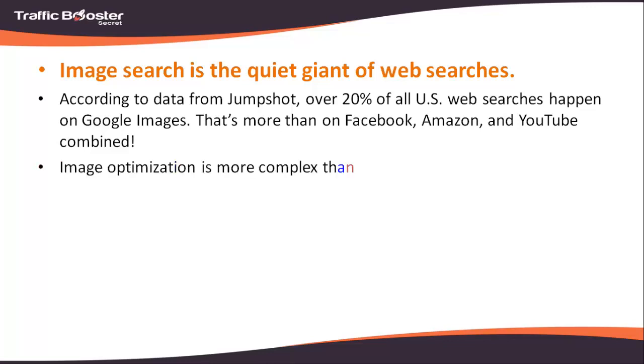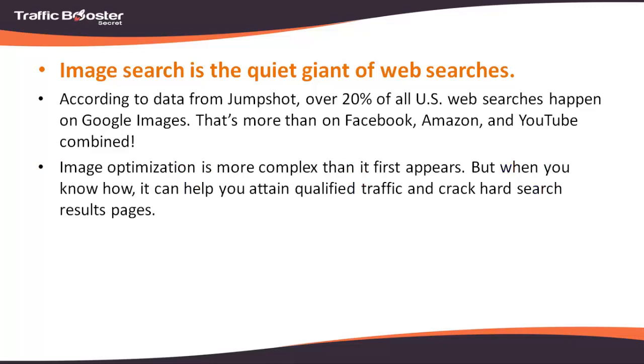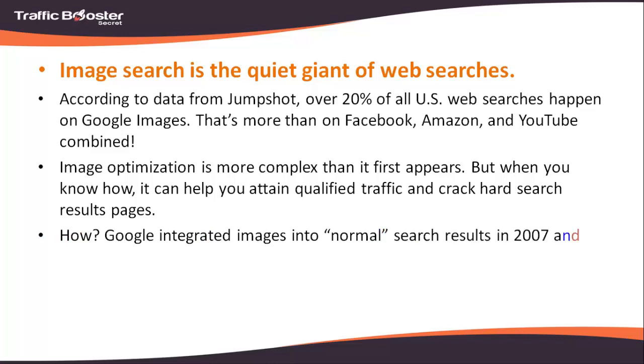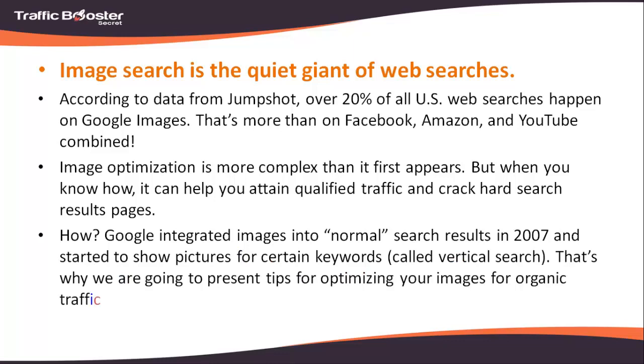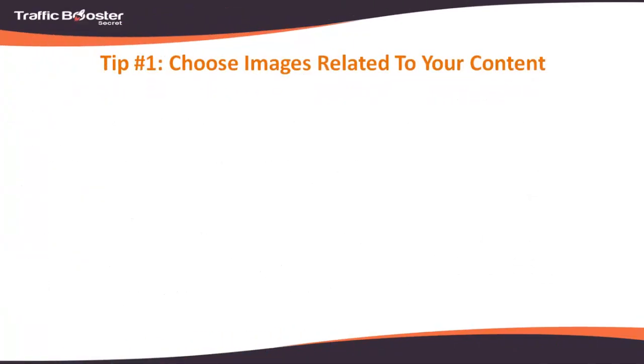Image optimization is more complex than it first appears. But when you know how, it can help you attain qualified traffic and crack hard search results pages. How? Google integrated images into normal search results in 2007 and started to show pictures for certain keywords, called vertical search. That's why we are going to present tips for optimizing your images for organic traffic. Let's take a look.